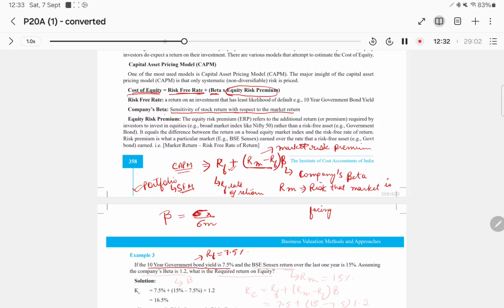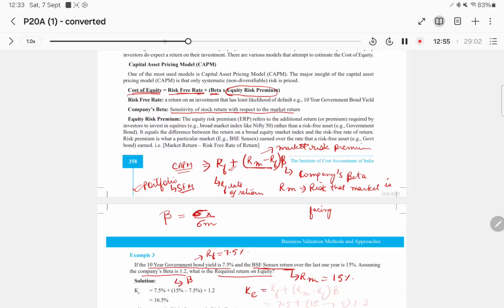Okay. And the BSE Sensex return. What does the BSE Sensex return indicate? It shows the return of the market, that is RM, which is 15%. Assuming the company's beta is 1.2, that is, beta is given in the question as 1.2. What is the required rate of return? That is KE. We have to calculate KE.